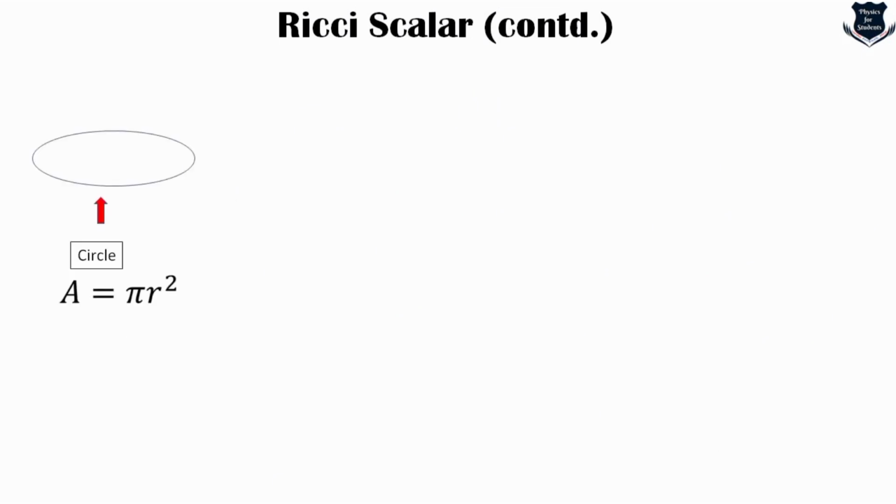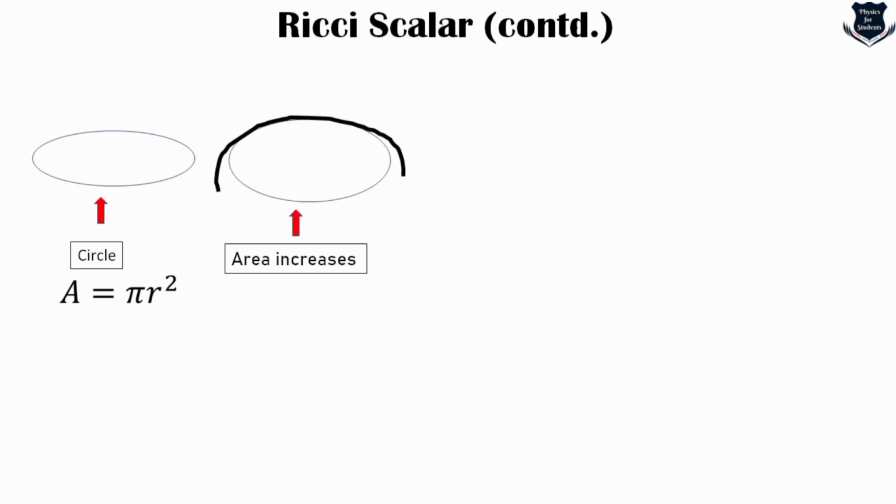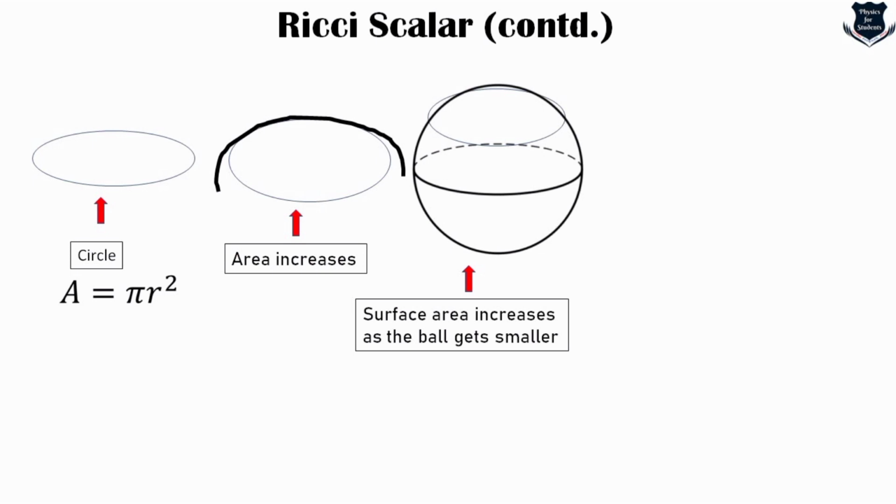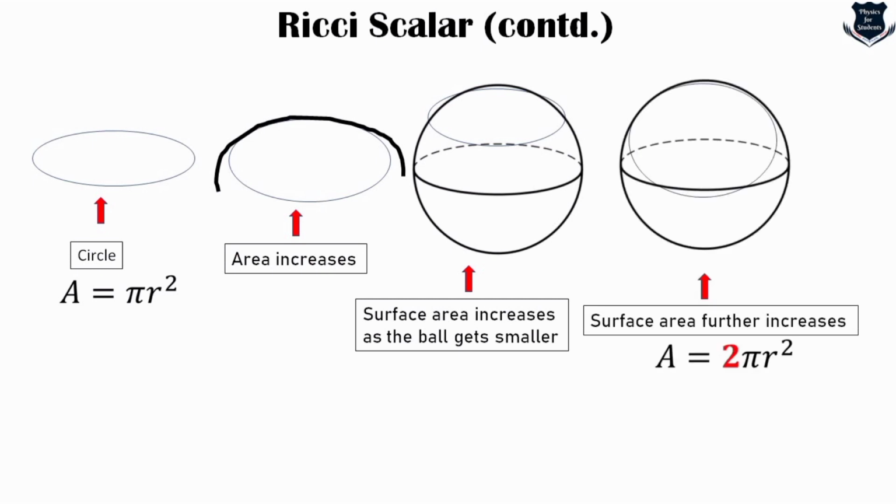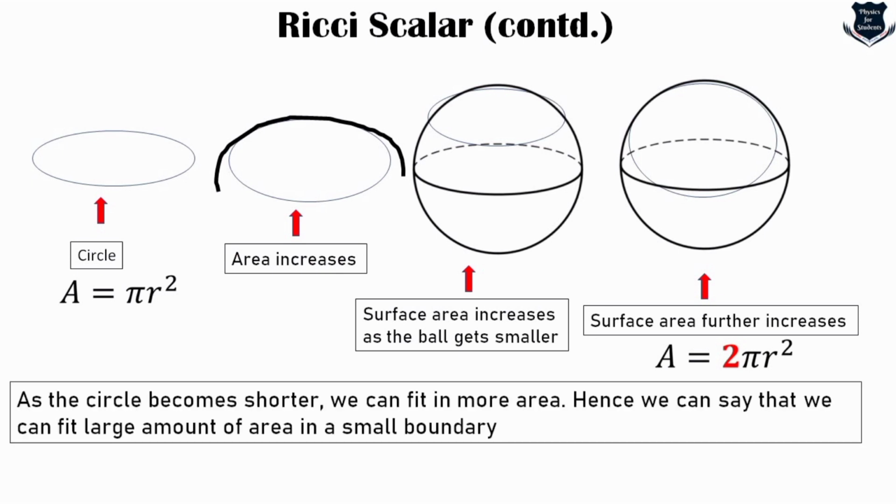This is a circle which has got pi r squared. Now I'm trying to fit this circle along this black area, so the area increases. The surface increases as the ball gets smaller. The ball is getting smaller, it is squeezing. I'm trying to fit things in, and finally you will see the surface area increases to 2 pi r squared. So the final conclusion is that as the circle becomes shorter, we can fit in more area. Hence we can fit a large amount of area in a small boundary.